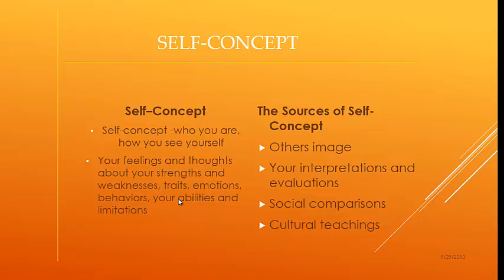Our self-concept really comes from, first, others' images of you, and we'll talk about Cooley's looking glass self on the next slide. The next source of self-concept is your interpretations of the world and how you critique yourself and others. Social comparisons are also a source of self-concept. When you get a test back, the first thing you do is look at your grade. The second thing you do is look over the shoulder of your neighbor to see how they did and how you compare to others in a similar context. So we do use social comparison to create a self-concept.